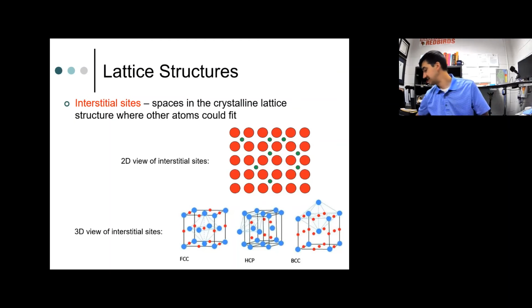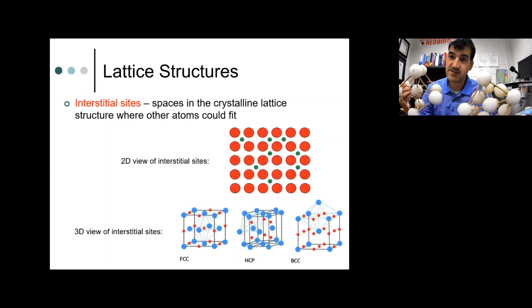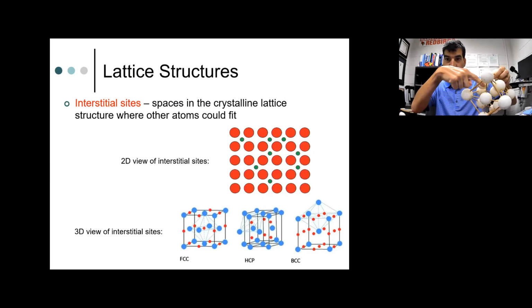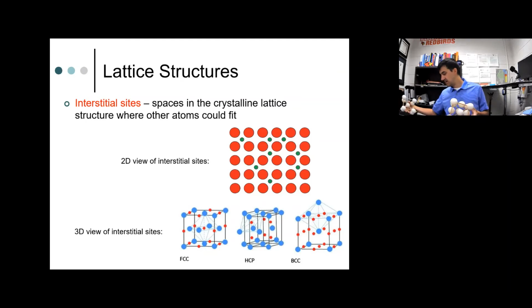So if you look at these lattice structures, any of these, you can see that there are spaces in between here, like right here and right here and right here, and in here, in here, and in here. You can see that there are spaces or voids in the lattice structure where you could fit other atoms, especially if they're smaller atoms. But there are places where you could fit other stuff inside those lattice structures.